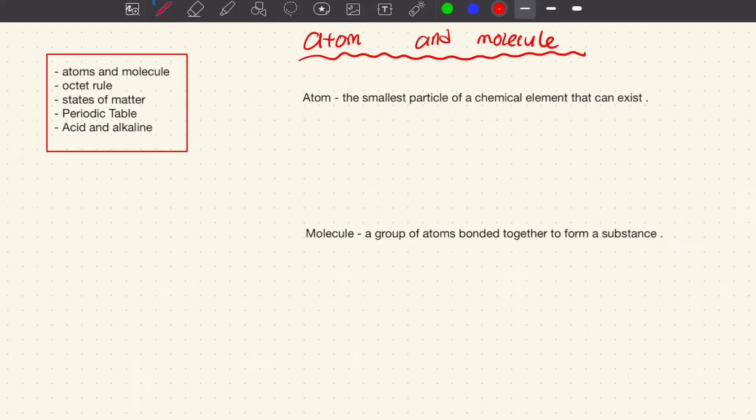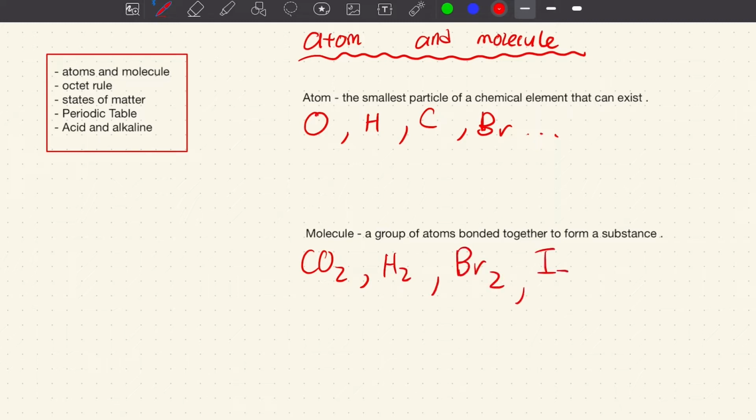So first, one of the basic things that you have to know in chemistry is atom and molecule. They are very different from each other. For example, atom is the smallest particle of a chemical element that can exist. So, for example, oxygen atom, hydrogen atom, carbon atom, or even bromine atom, and more. A molecule is a group of atoms bonded together to form a substance, such as CO2, H2, Br2, and I2, which is iodine, and more.